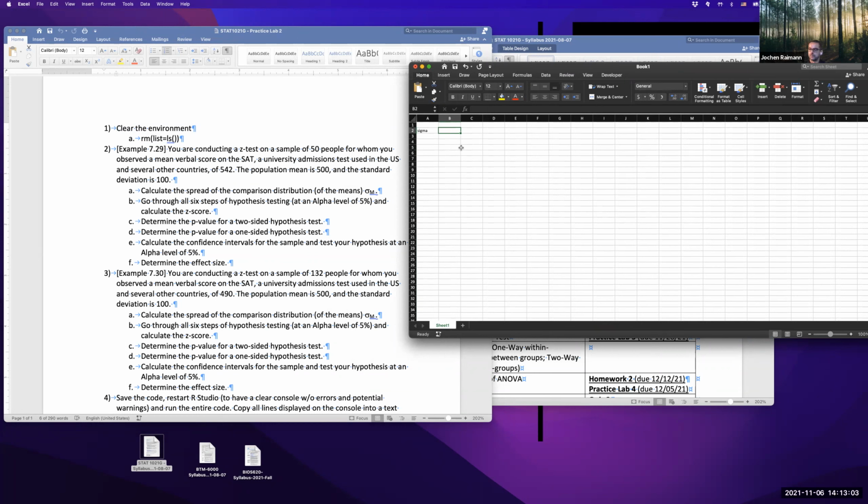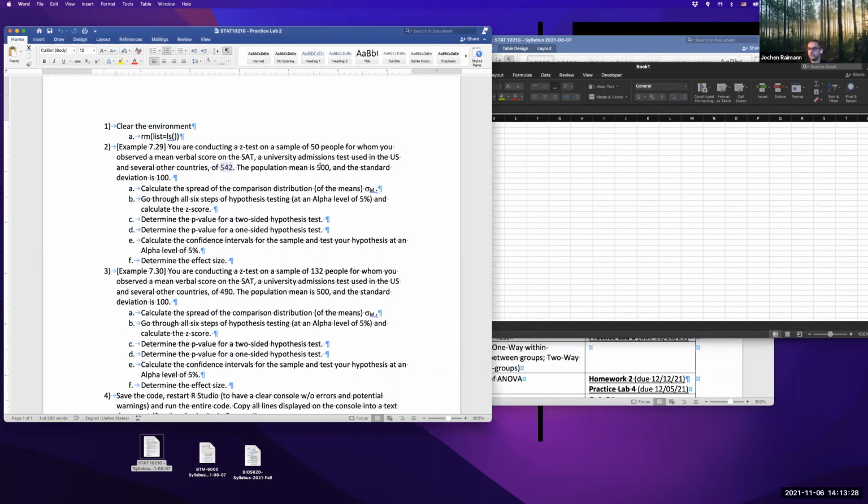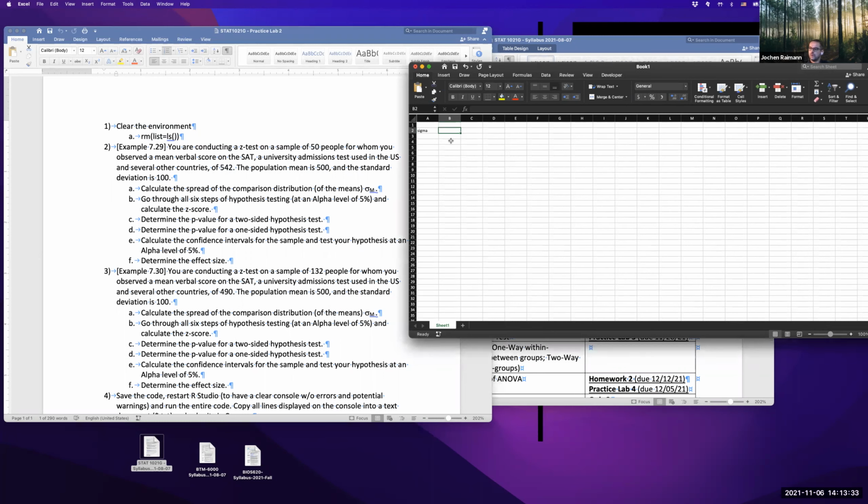Okay, so we have the following example. You're conducting a SAT test on a sample of 50 people for whom you observe the mean verbal score on the SATs, university admission tests used in the US and other countries, of 542. So your sample mean, X bar, is 542. The population mean is 500, and the standard deviation is 100. So your sigma here is the standard deviation, right?